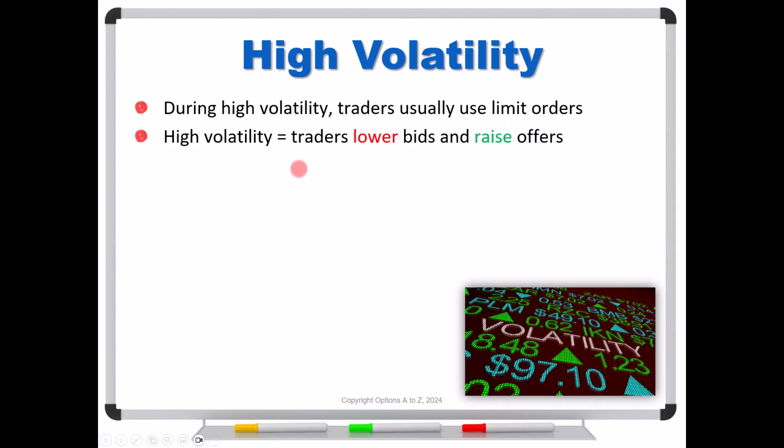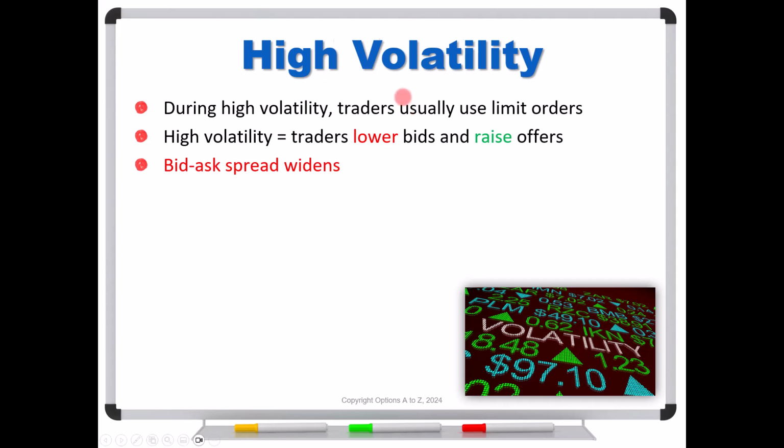But notice that during high volatility times, traders will lower their bids and raise their offers because they're saying, hey, there's a lot of volatility here. I might be overpaying, let me shade my bid a little bit. I might be selling it for too low, let me raise the offer. And what does that mean? Lower bids, higher offers? It means the bid-ask spread widens.